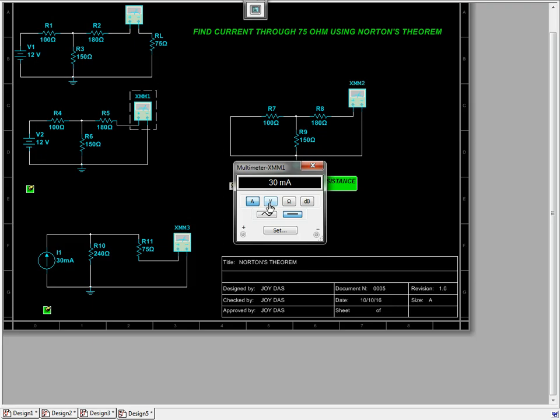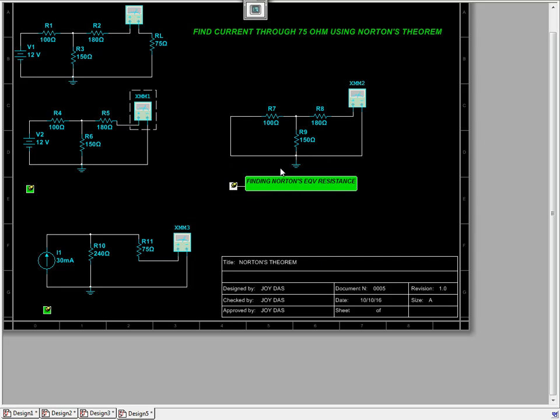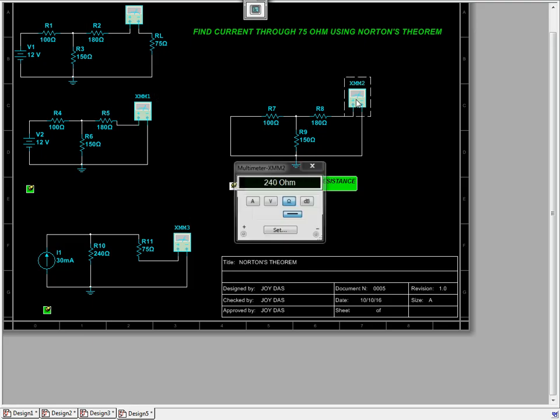In Thevenin's theorem it was in the voltage mode for measuring the open circuit voltage. And as you can see here, we are finding the short circuit current. I repeat, making the 75 ohms open and shorting this path, we can measure the short circuit current. Then this is finding Norton's equivalent resistance, the same as depicted earlier, that is 240 ohms.